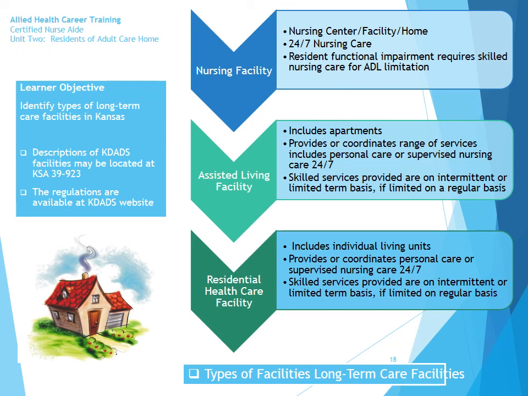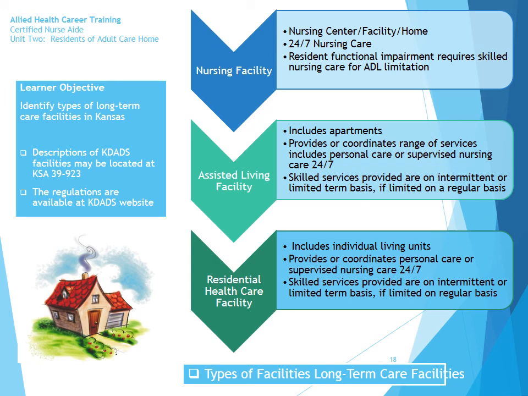So, some different types of facilities in Kansas. There are nursing facilities, also called long-term care, nursing homes, or nursing centers. These kinds of facilities provide 24-hour-a-day, 7-day-a-week nursing care. So they are always going to have staff on hand to provide for every kind of need that person might have. These residents have functional impairments requiring skilled nursing care for activities of daily living limitations. So maybe they can't get out of bed and go to the bathroom by themselves, they can't feed themselves, they can't dress themselves. Those are the things that would be addressed in a nursing facility.